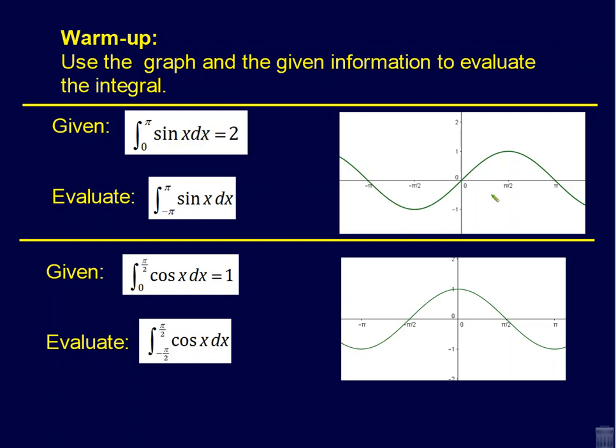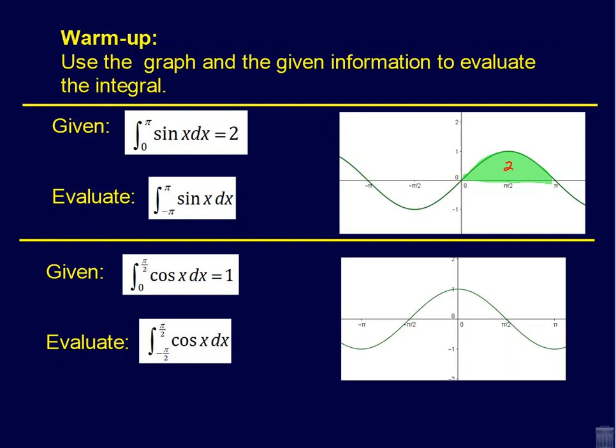I've given you that on this sine curve, the definite integral measured from 0 to pi is 2. So if I go over here and look at my picture, that would mean that if I were to shade in with my highlighter the interval from 0 to pi, that the area is 2. You wouldn't have known that ahead of time, I'm just telling that to you. So the area there is 2.